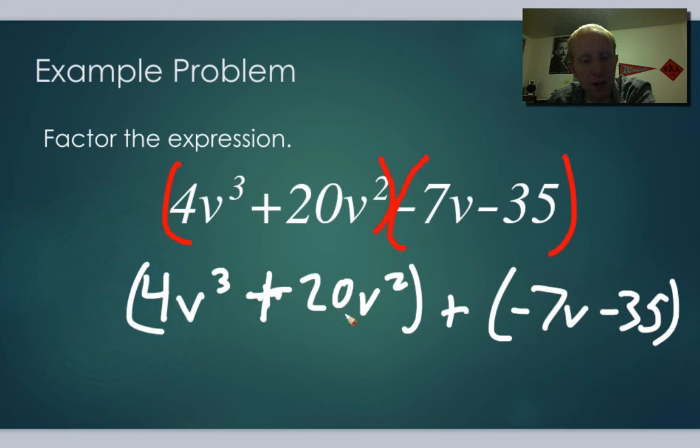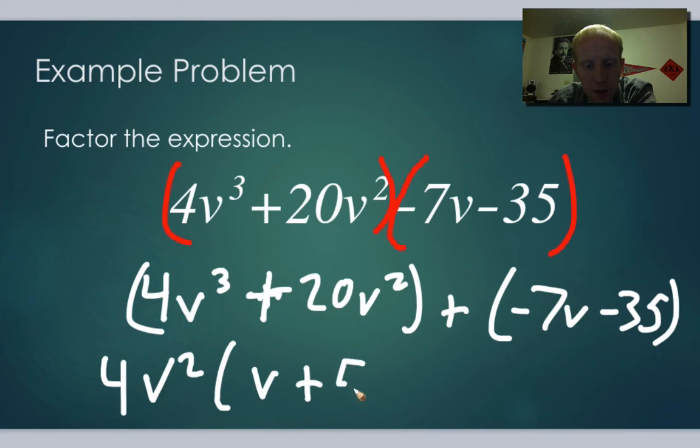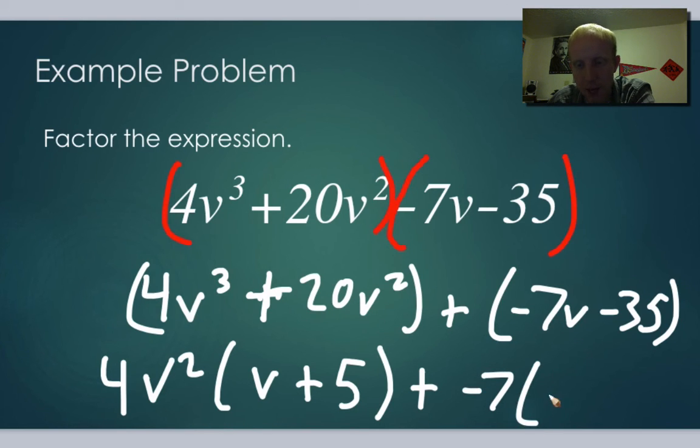Let's look at this common factor right here. They both are divisible by 4v squared, so we can pull that out. So we get 4v squared times v plus 5. V times 4v squared gives us that, and 4v squared times 5 gives us that. And on this one, we can pull out 7, but we can also pull out a negative 7. So plus negative 7 times v will give us that, and plus 5 will give us that. So we've got matching expressions, so we can do this.